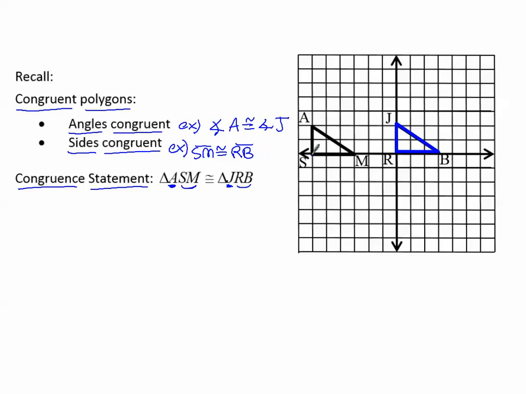If we take a look at the picture, we can count the blocks in the coordinate plane. 1, 2, 3 for side SM and 1, 2, 3 for side RB. So it is true that these are congruent because 3 is equal to 3. Let's count the other sides so we don't have to move one triangle over the other. Side JR is 2 blocks and side AS is 2 blocks.